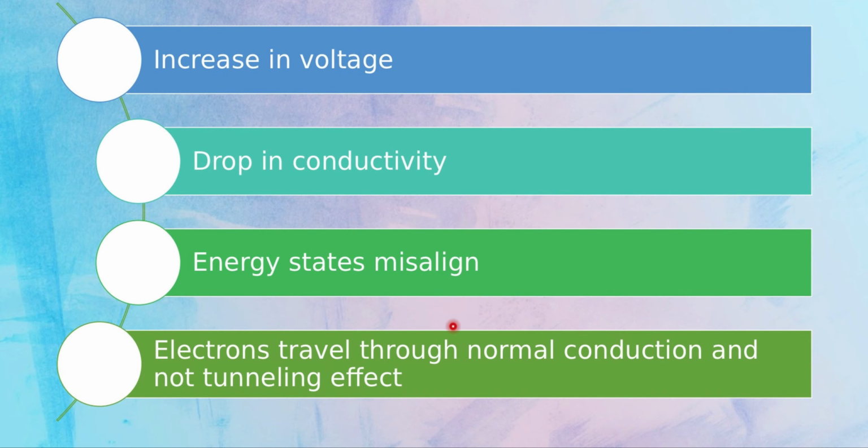Now this is a diagrammatic flowchart of what happens in a tunnel diode. When we increase the voltage, as we saw above, there's going to be a drop in conductivity. Due to this conductivity drop, it causes misalignment of the energy states with one another. When the energy states start to misalign, the electrons travel through normal conduction and there's no more tunneling effect. So a tunnel diode starts to act more like a normal diode, where it conducts electricity through flow of electrons and not tunneling effect.